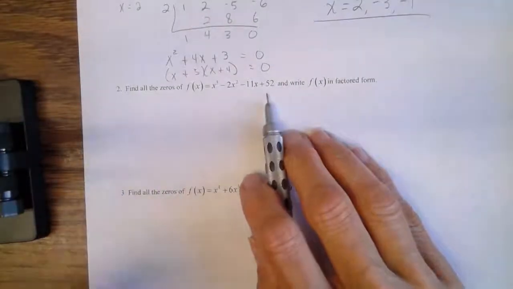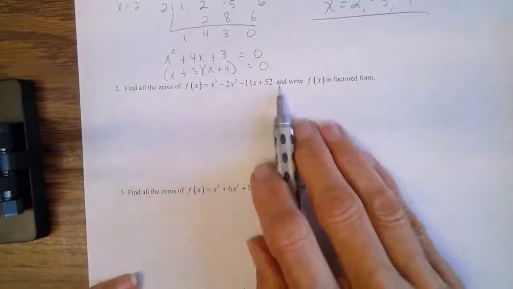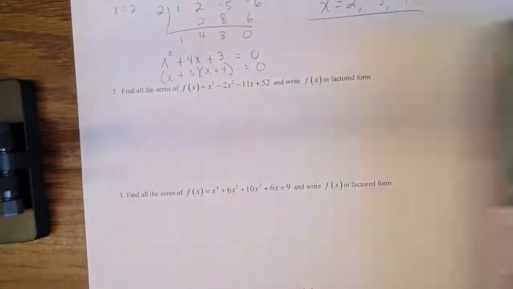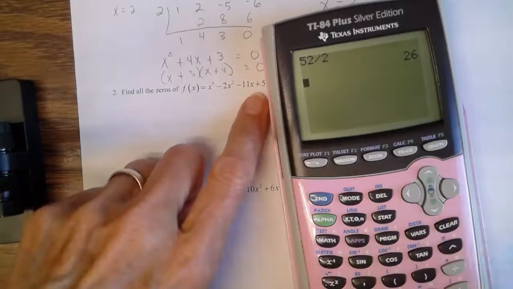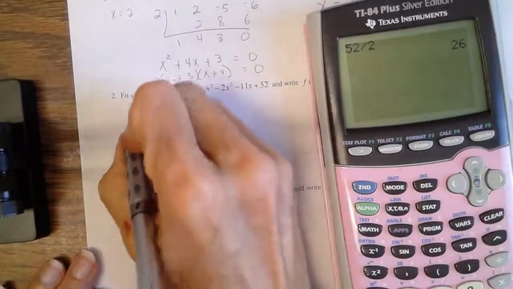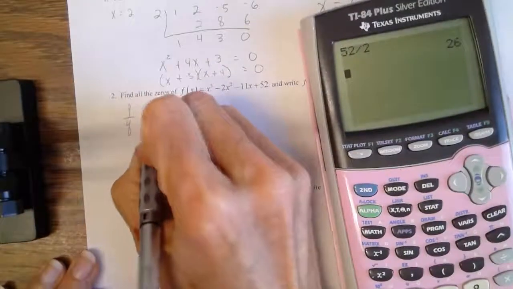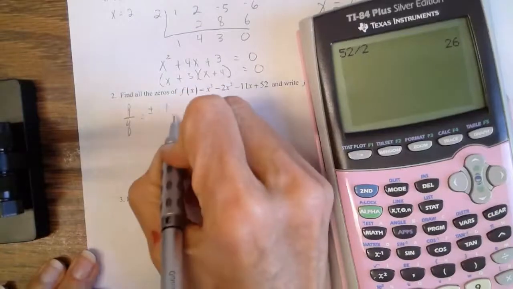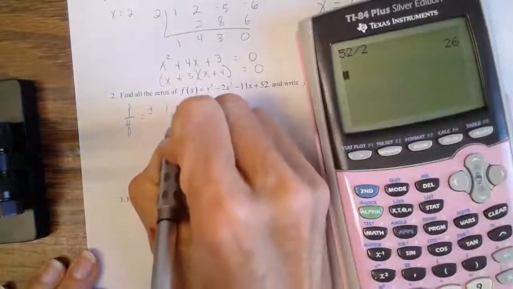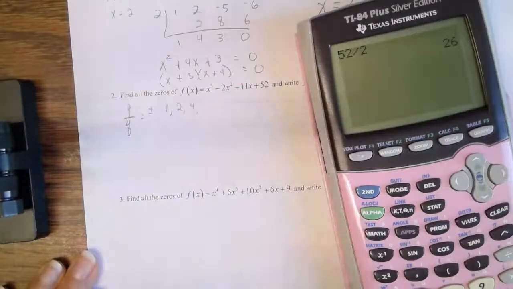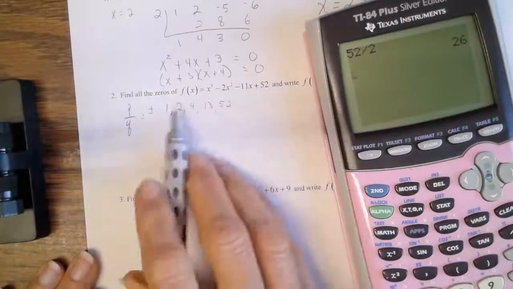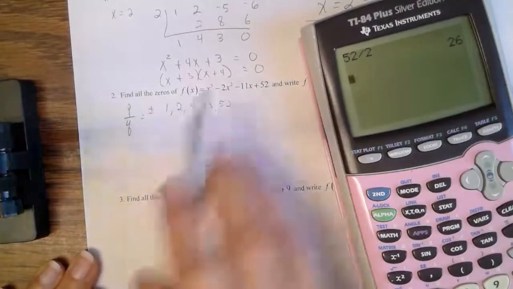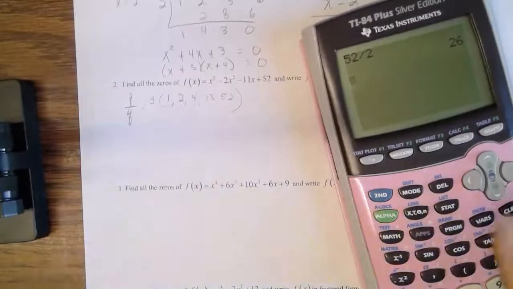I still, old school, look at the p over q's. I'm thinking about all the factors of 52. So I might want to go 52 divided by 2, okay, 26. So my factors of 52 are probably going to be 1, 2, 4, and I believe 13 and 52, and all of those would be over 1. So these are my p over q's.